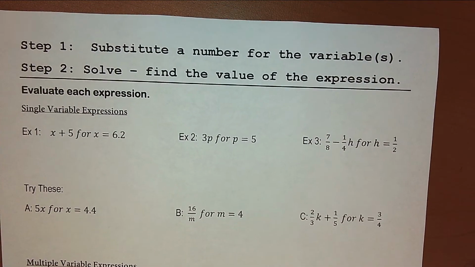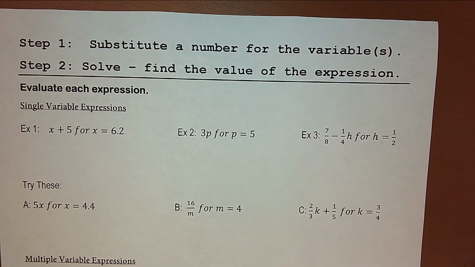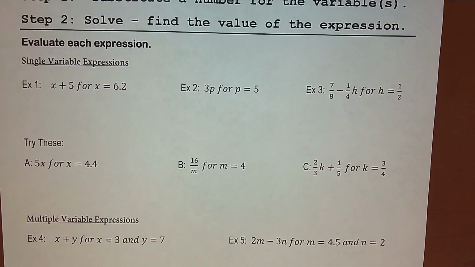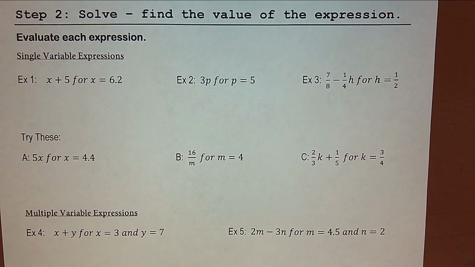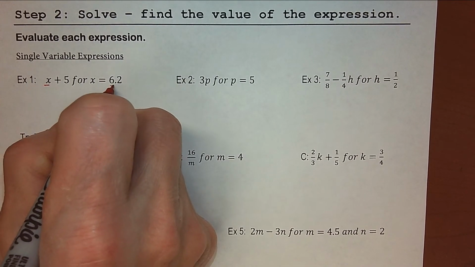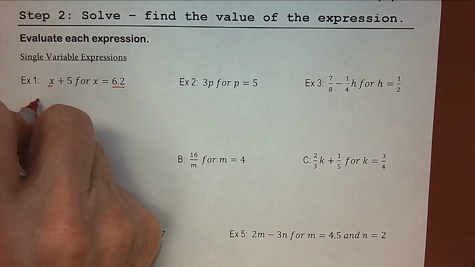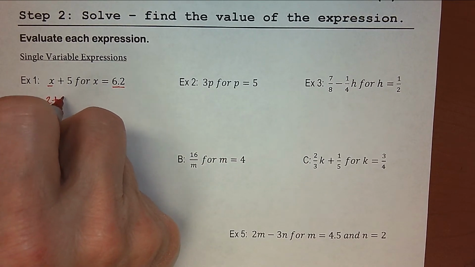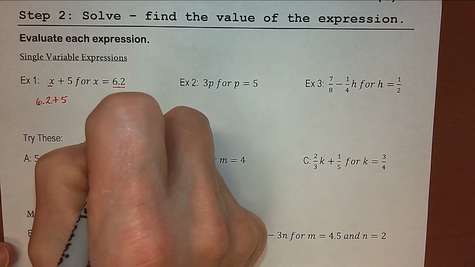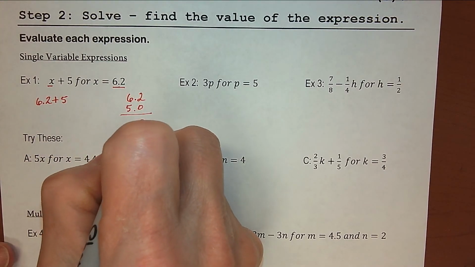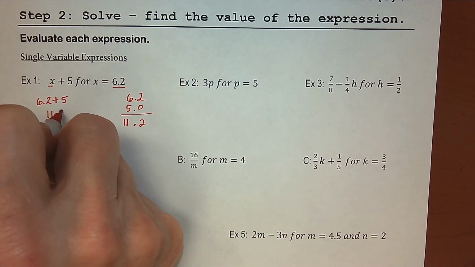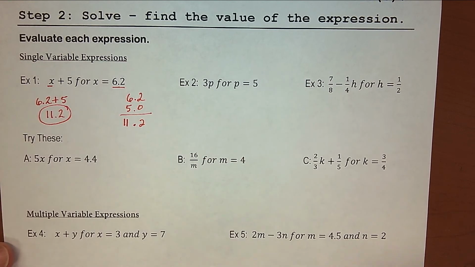All right, so here's our process. We're going to substitute a number for the variable, and then we're going to solve. We're going to find the value of the expression. So for number 1, x plus 5, if x equals 6.2. So that means we're going to take out our x and replace or substitute it with 6.2. So we've got 6 2/10 plus 5. And just a reminder, 6 2/10 plus 5 is going to look like this. Bring that decimal point straight down, 11. So this is 11 2/10 is our final answer there.